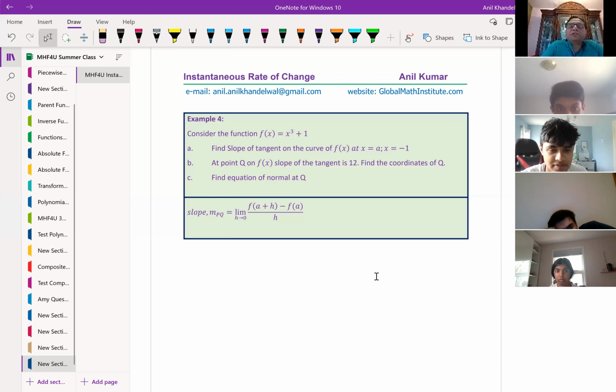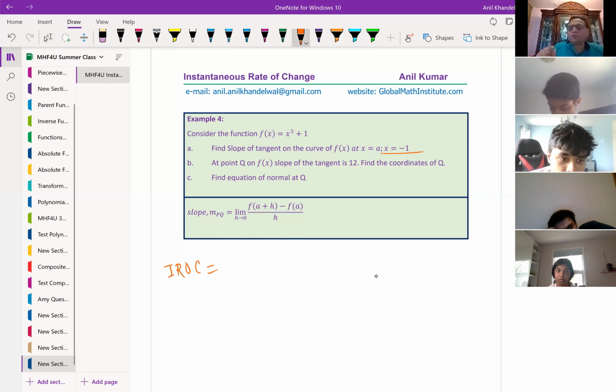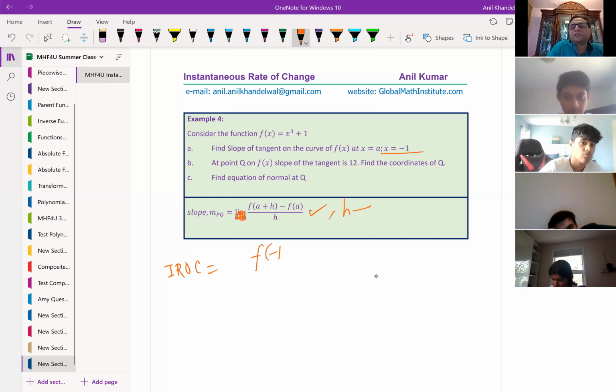First thing, this function is given to us as f of x equals to x cubed plus 1. We need to find the slope of the tangent on this curve at x equals to -1, right? Slope of the tangent means instantaneous rate of change. Is that clear to you? So the statement is very clear. At x equals to -1, so you write f of -1. I'm not writing general statement, which is already given here, right? Don't write limit. This is calculus definition. We say h is approaching 0. Is it okay? We'll avoid the word limit, which is the correct one.